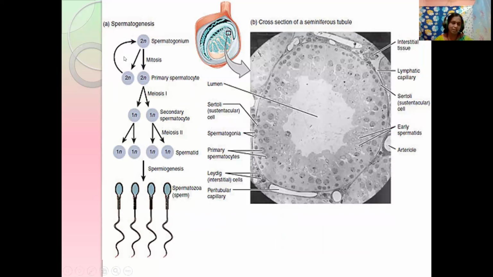Let's see the flowchart as a whole, students. First, the spermatogonium undergoes mitosis and forms primary spermatocytes. These are diploid in number. Later, by meiosis 1, they form 2 secondary spermatocytes. And these 2 secondary spermatocytes, by the process of meiosis 2, form 4 spermatids. These are immature. So by spermiogenesis, the next step, they form the mature sperm.